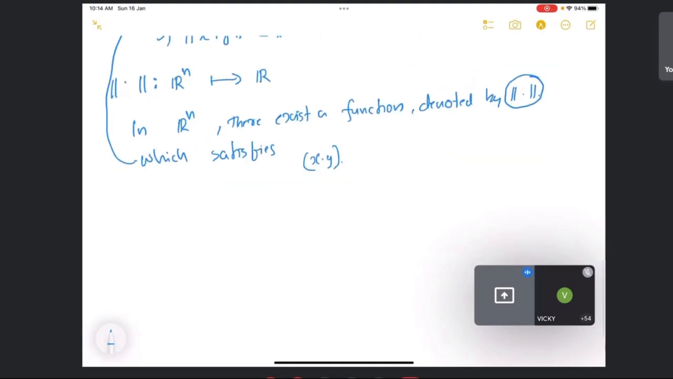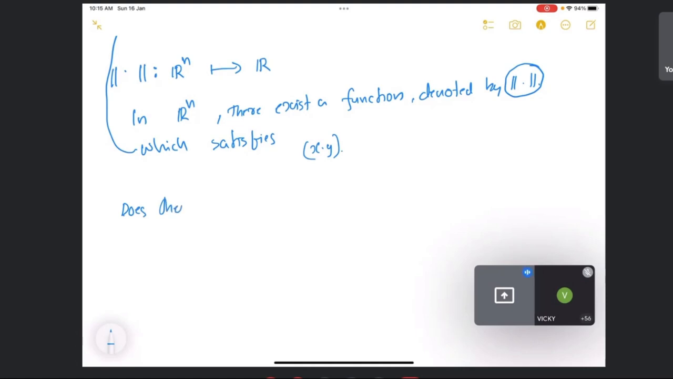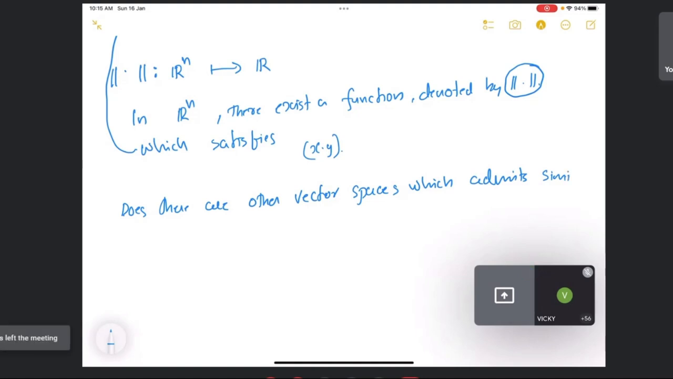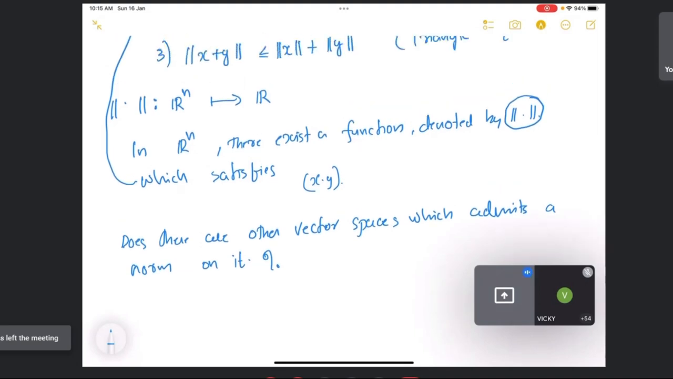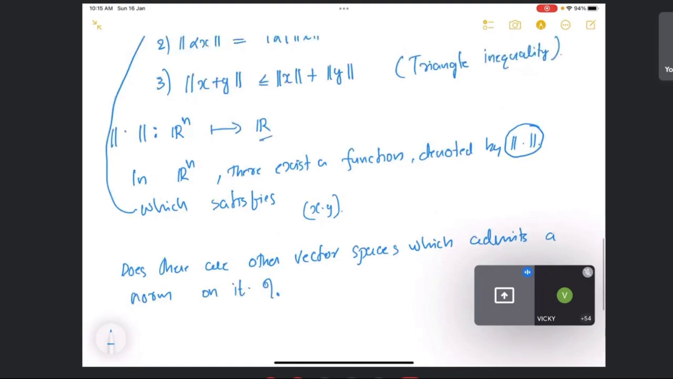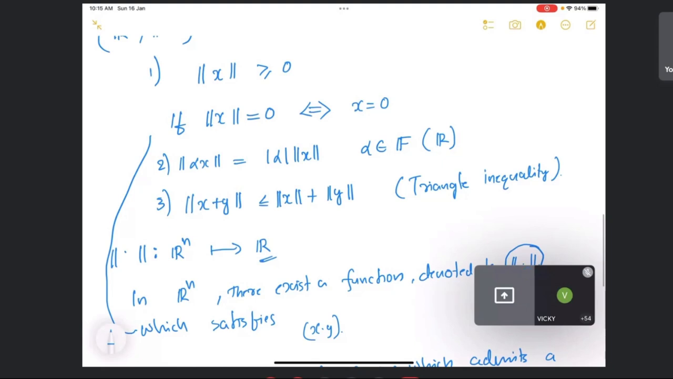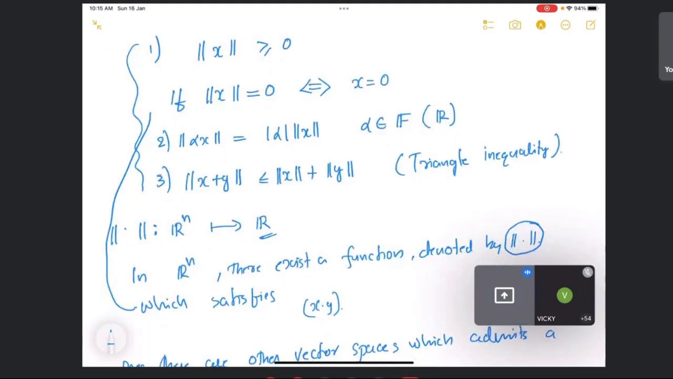Okay. Now we are trying to generalize these results to arbitrary vector spaces. And we are asking the question, are there other vector spaces which admit a norm on them? So this is the question that we asked now. So by a norm we mean a function from the underlying vector space to the scalar field, such that it satisfies all these properties. So when we say norm, we should understand that it's not just a function, but it should also satisfy all the properties mentioned here. Okay.